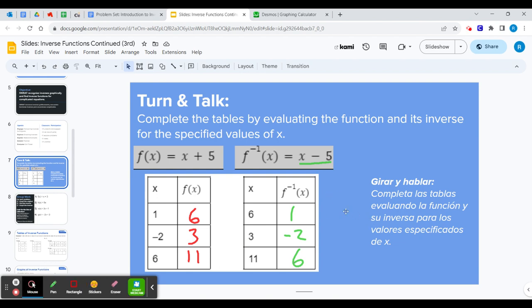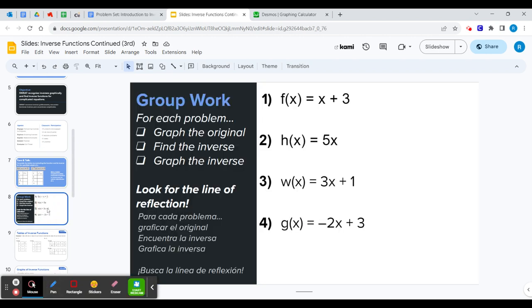Now, the purpose of this, even though it was nice and quick, is to recognize that we had a list of inputs over here on our original function. That gave us some outputs, f. And then if we plugged those outputs back into our inverse, notice how 6 became the input for our next value, 3 became the input for our next, and 11 became the input for our inverse. That brings us back to those original values of 1, negative 2, and positive 6. Inverses just undo our original function.